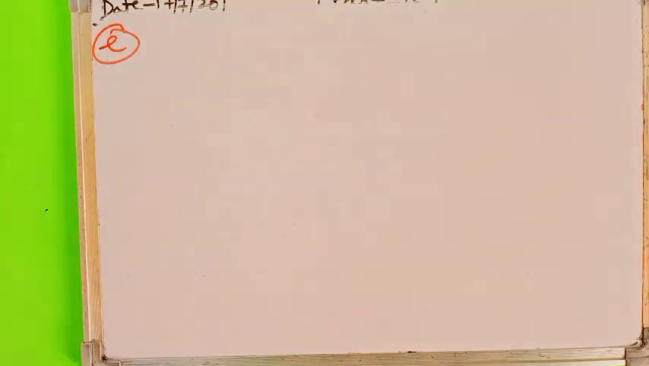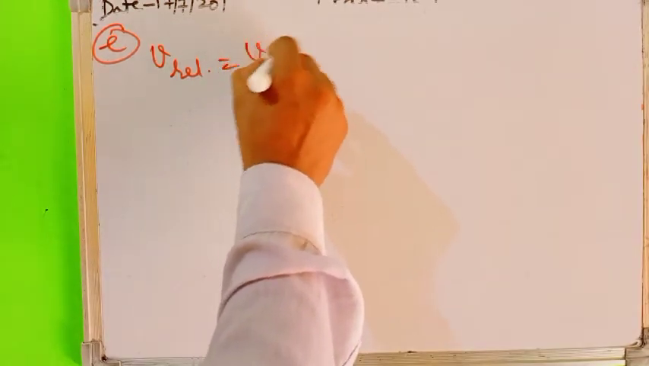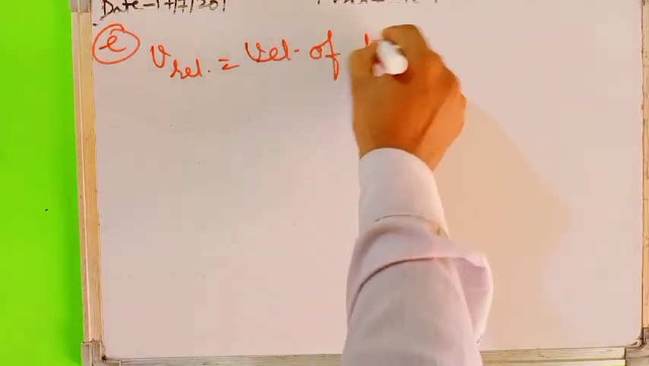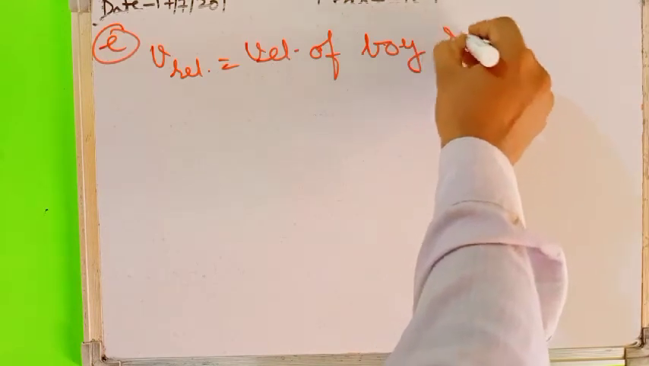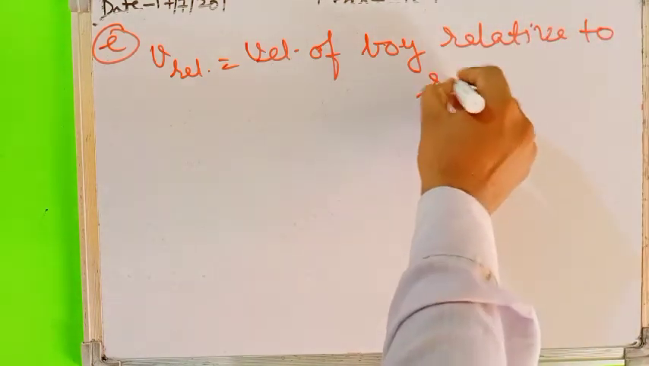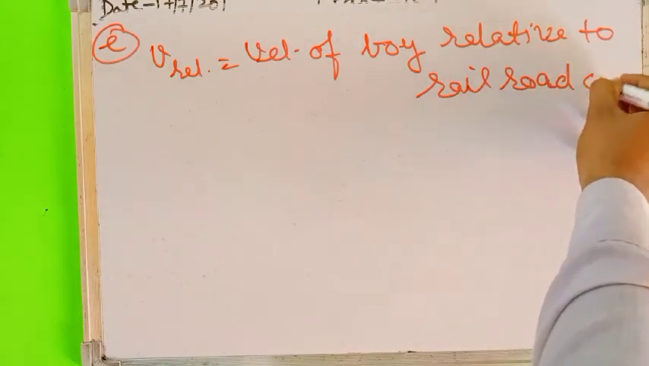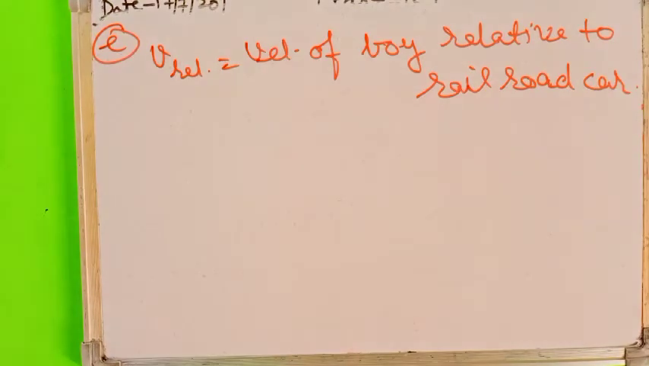Next case is that a railroad car is there and a boy is running on that railroad car. The velocity of the boy relative to the railroad car is called V relative. V relative is the velocity of boy relative to railroad car.